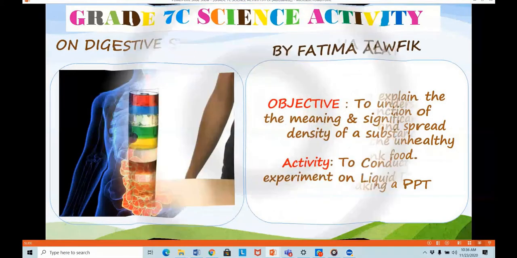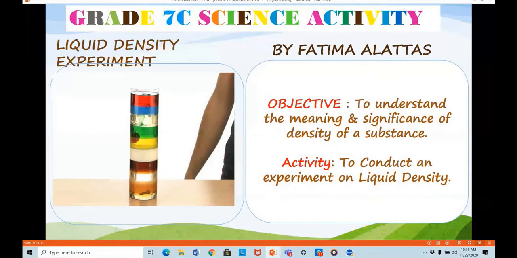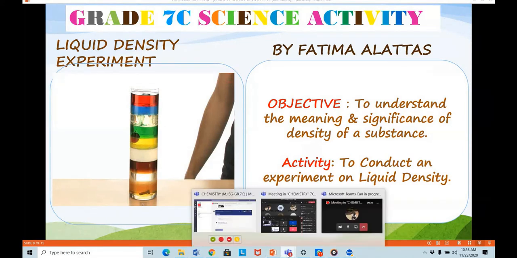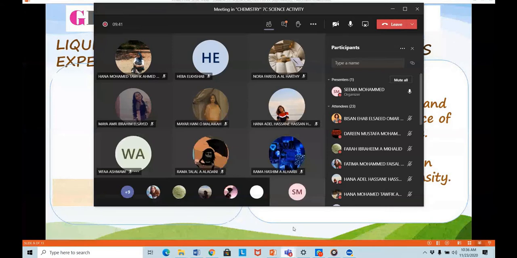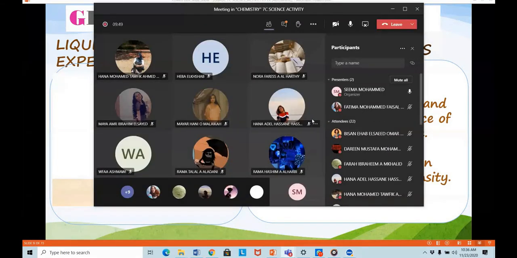Thank you, Hannah. Now let's move on to our second participant, who is Fatima Alatas. She's going to do an experiment on liquid density. The objective is to understand the meaning and significance of the density of a substance. The activity is to conduct an experiment on liquid density. So Fatima is going to share the screen and conduct this experiment. So I'm going to make Fatima the presenter. Fatima, you are the presenter now. You may start your experiment, sweetie.